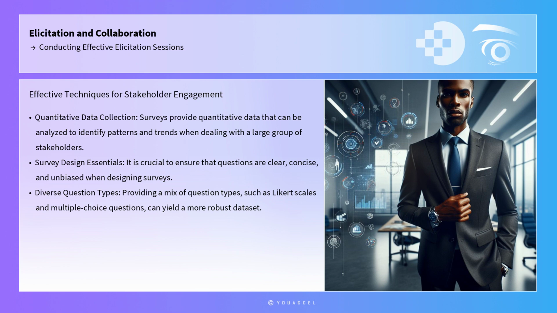Surveys and questionnaires are another effective technique, especially when dealing with a large group of stakeholders. They provide quantitative data that can be analyzed to identify patterns and trends. When designing surveys, it is crucial to ensure that questions are clear, concise, and unbiased. Additionally, providing a mix of question types, such as Likert scales and multiple-choice questions, can yield a more robust dataset.